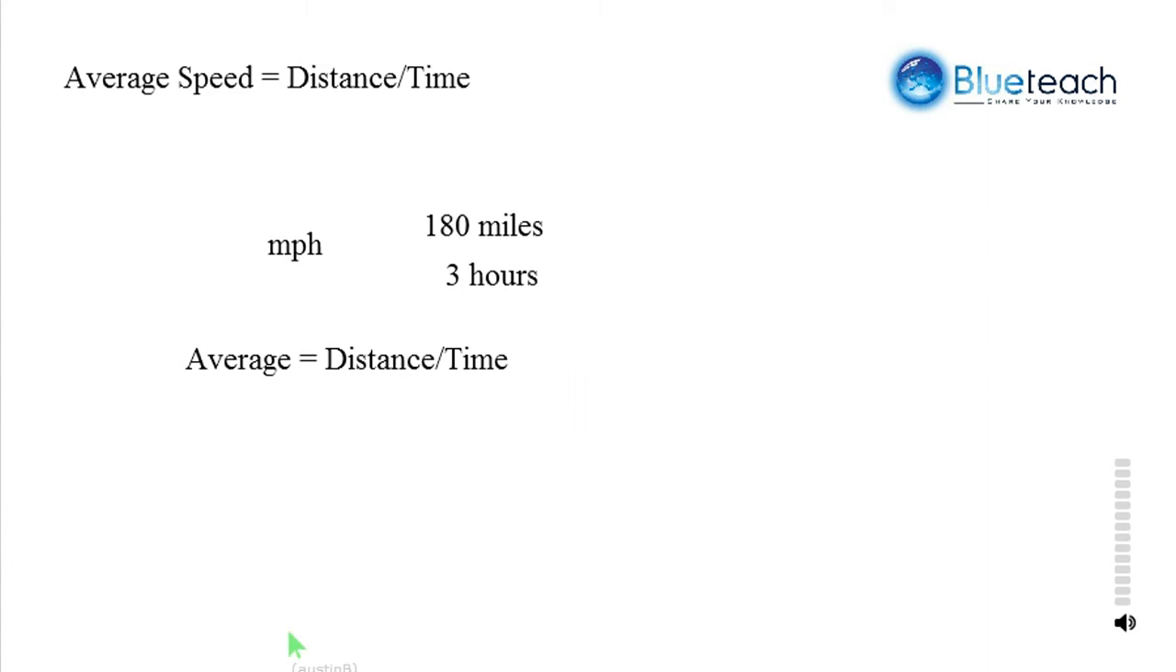hour. Never forget that unit there. If you forget a unit in algebra, you're probably going to miss a point or two. So we can conclude from this that the average speed was 60 miles per hour. Alright, that was simple enough.